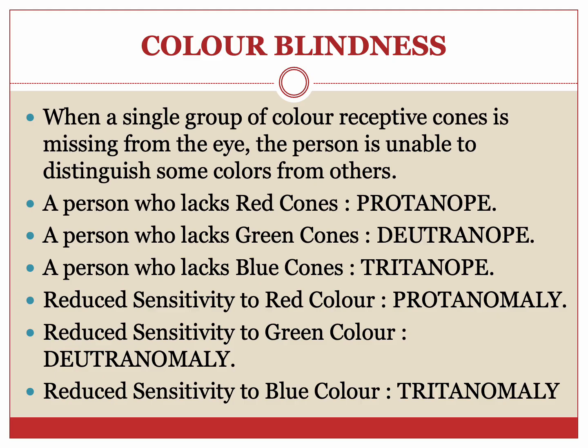Depending on the cone he is lacking, he won't be able to see that particular color. Okay. Now, if he is not missing that particular cone completely, but he is having some reduced sensitivity to that particular color, like for red, that person will be known as protanomaly. For green, he is known as deuteranomaly, and for blue color, he will be known as tritanomaly. So this is some kind of color blindness present in that particular person. Either he is completely missing that type of cones, or he is having reduced sensitivity to that particular color. Depending on that, we define these terms.